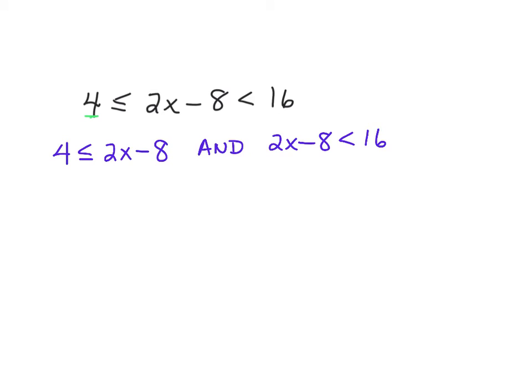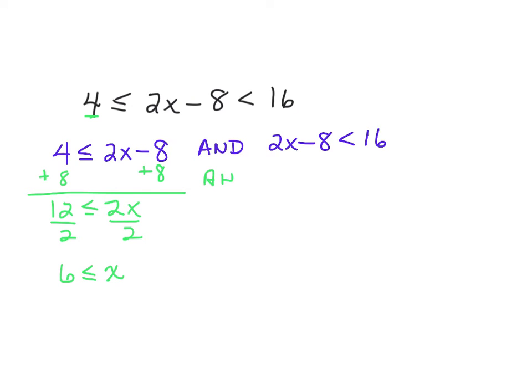Now that we have that, we can solve. So I would add 8, add 8. 12 is less than or equal to 2x. And I would divide by the 2. I get 6 is less than or equal to x. And at the same time, I'll do the same thing on this side. 2x is less than, that's 24, divide by 2, x is less than 12.